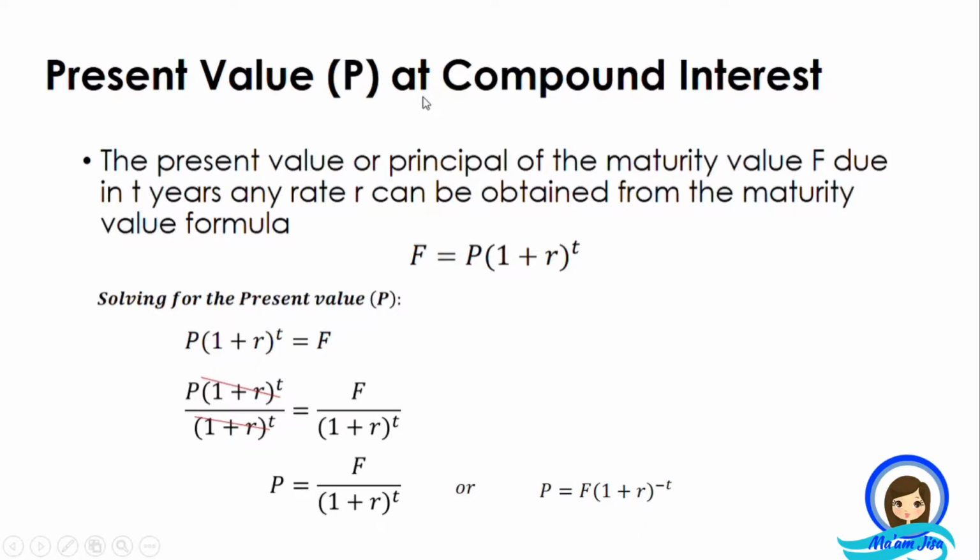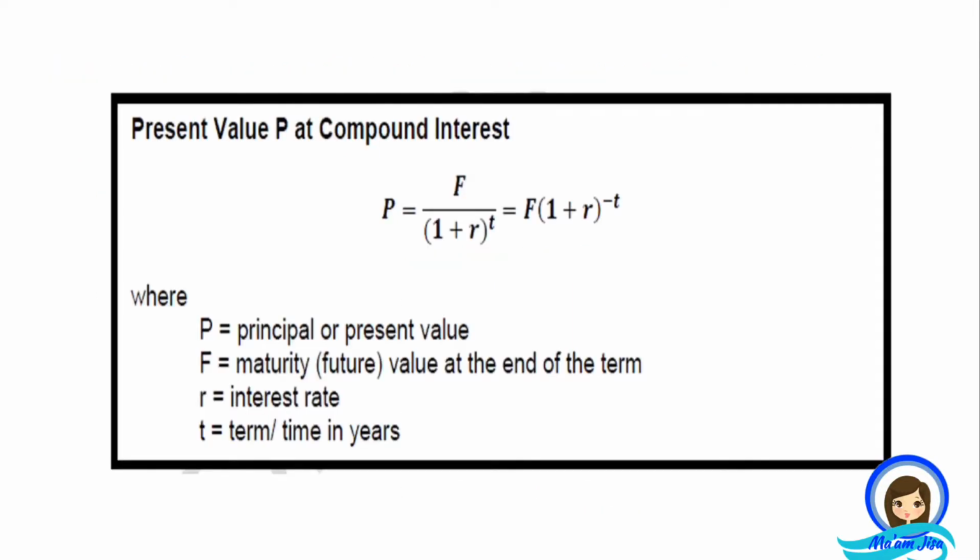By the way, take note that in simple interest, we can also find its present value, and it has a different formula from that of compound interest. So be mindful when to use these formulas. So we have here the formula for the present value P at compound interest.